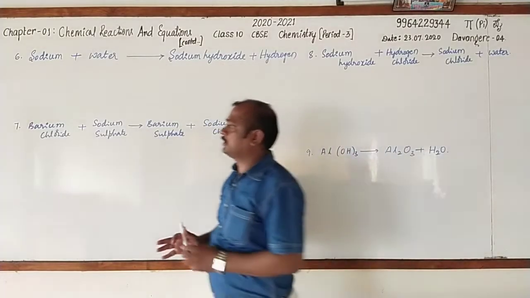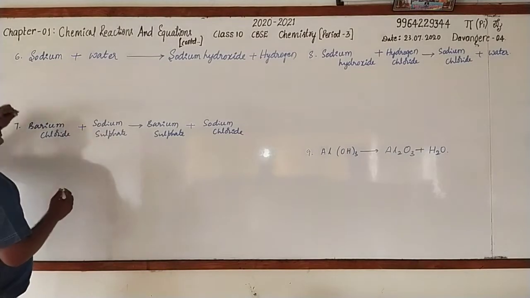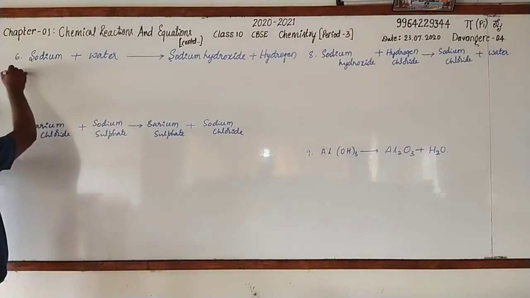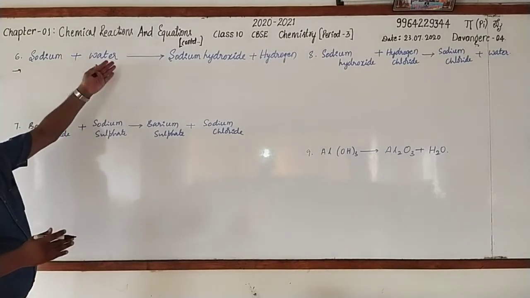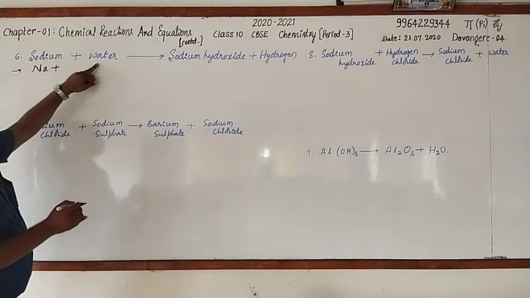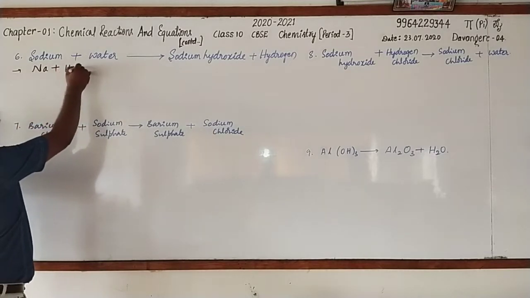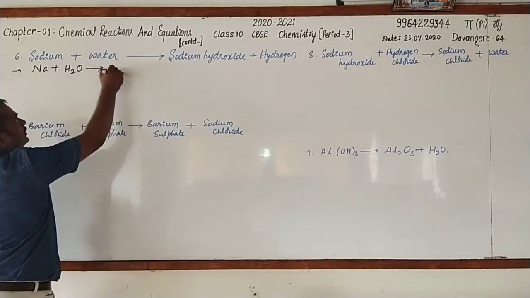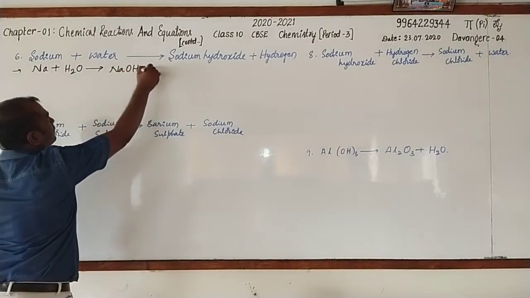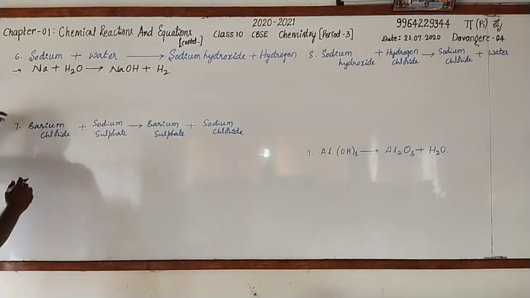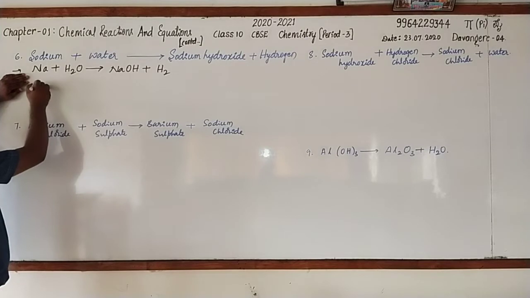Now we have taken some more examples. Observe. Here, first one is sodium. Here it is a word equation. Let us convert this into chemical equation. Sodium Na. Water H2O gives rise to sodium hydroxide and hydrogen. NaOH plus H2. How do you go for balancing it? You can go for listing them. Sodium, hydrogen and oxygen.